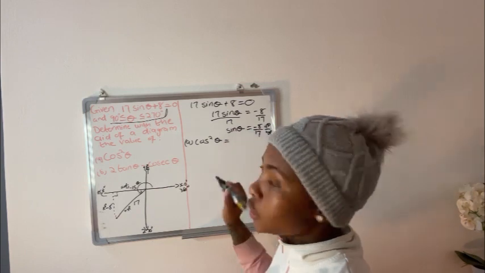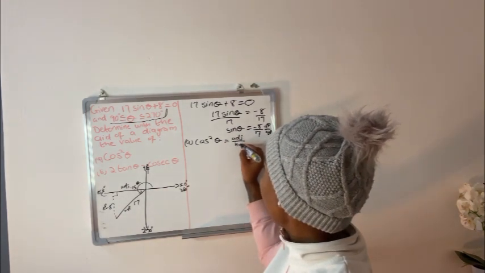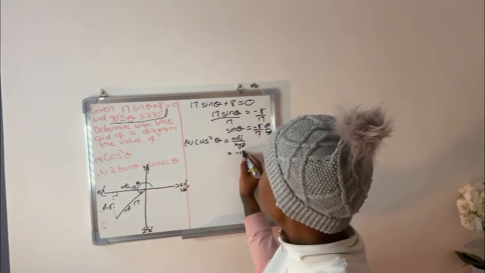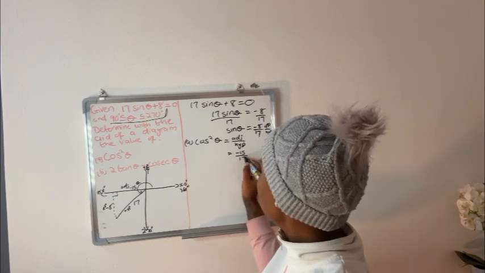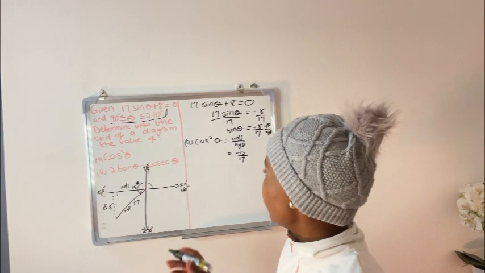Now remember, the definition of cos is adjacent over hypotenuse. So the adjacent of theta is negative 15 over the hypotenuse 17. Cos theta equals negative 15 over 17.